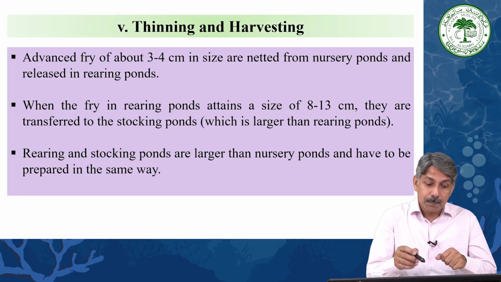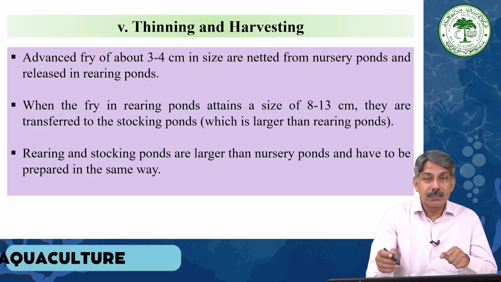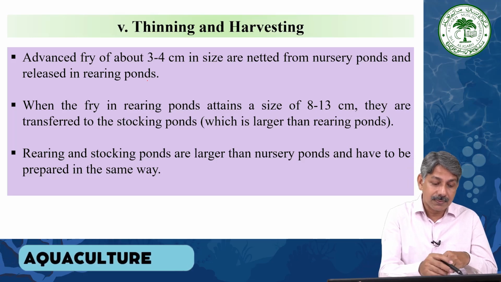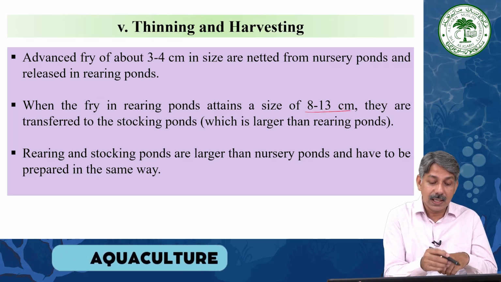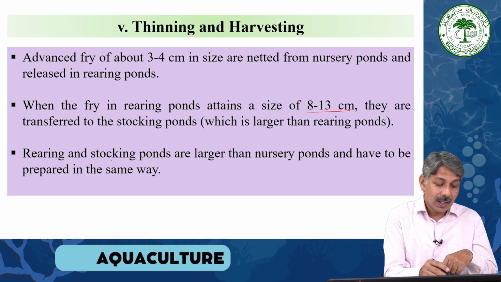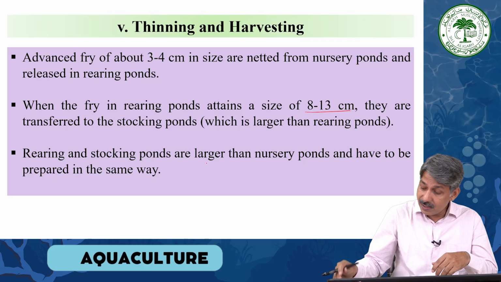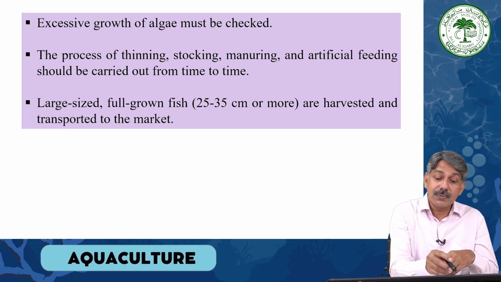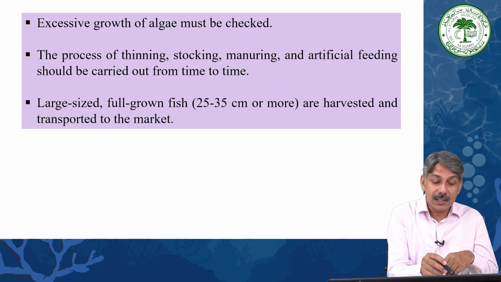Thinning and harvesting. Advanced fry of about 3 to 4 centimeter in size are netted from nursery ponds and released into rearing ponds, that we have studied. When the fry in rearing ponds attain a size of 8 to 13 centimeter, they are transferred to the stocking pond. Rearing or stocking ponds are larger than the nursery pond that we have already discussed. Excessive growth of algae must be checked. The process of thinning, stocking, manuring and artificial feeding should be carried out from time to time.